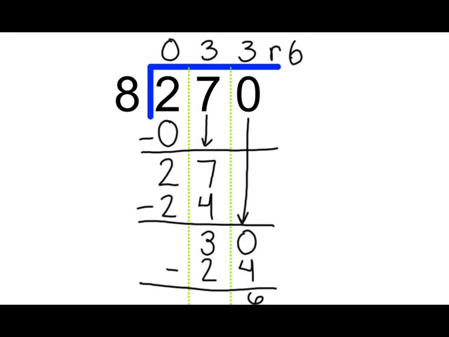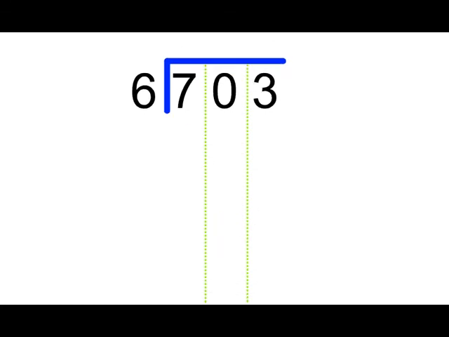Let's try another one using the exact same process. The next number we're going to do is 703 divided by 6. We start just like we did the last problem. Does 6 go into 7? Which it does, once. 1 times 6 is 6. We will draw a line and we subtract. 7 minus 6 is 1. We carry our next digit down, which is 0. And my new number is 10.